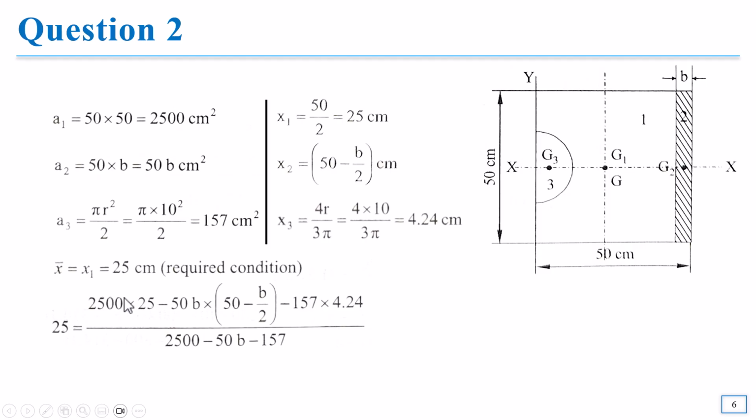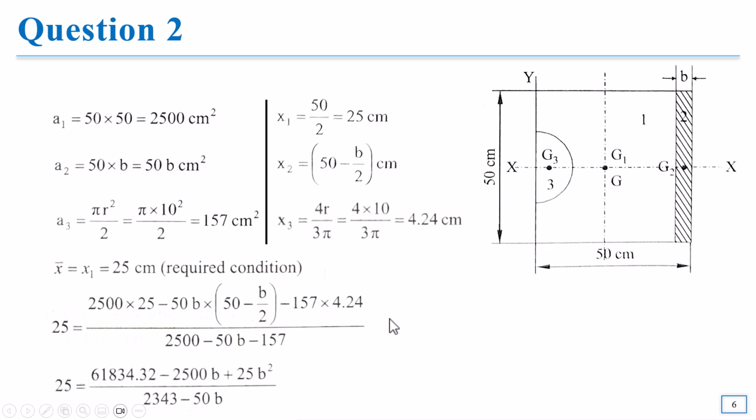So you can see here a1 into x1. a1 was 2500 and x1 was 25. Those two quantities are taken as positive. Whereas when you move to this rectangle, what I have done is 50b is considered as negative, minus a2 into x2, that is 50 minus b by 2. Again, this semicircle is also cut out. So I am considering 157 also as negative, minus 157 into 4.24, divided by a1 minus a2 minus a3.